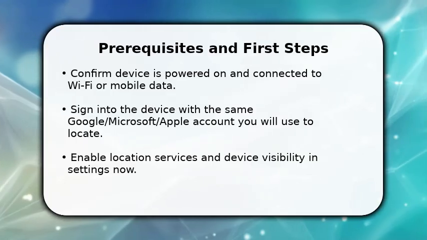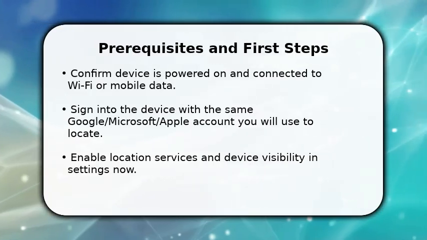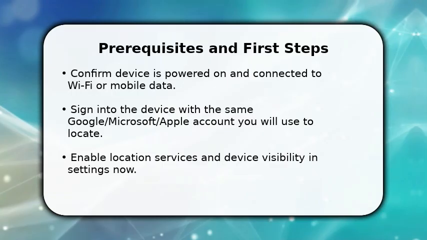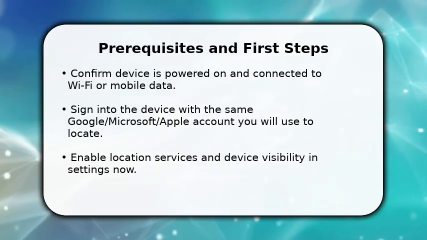You start by verifying 3 essentials: power, account, and location. First, make sure your phone or laptop is on and has an active internet connection. Without that, tracking cannot begin.